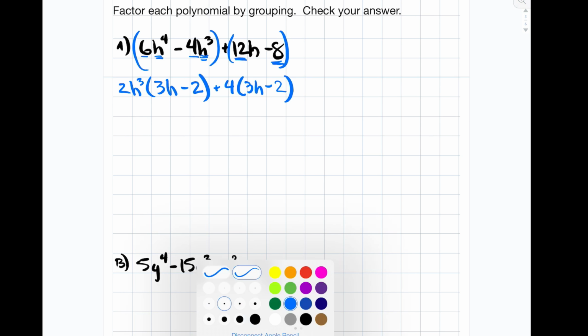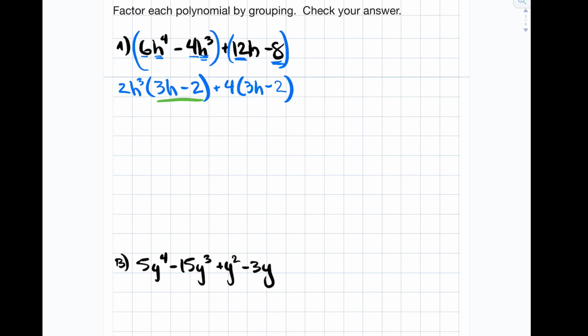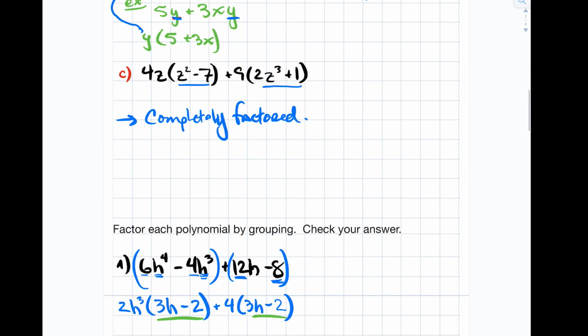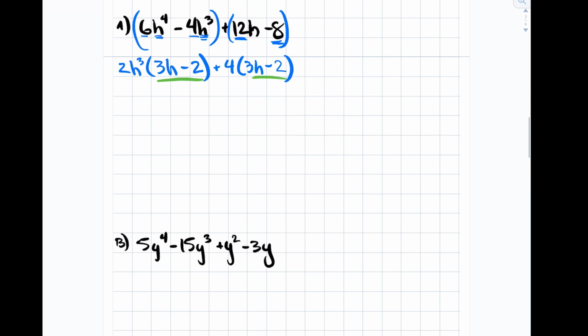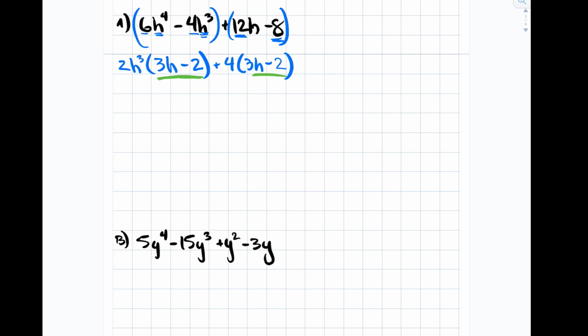Now, let's take a look at these. We're not done yet, because now our binomials, just like in the previous examples up here, are identical: 3h minus 2, 3h minus 2. We could factor out that 3h minus 2, and in the second parentheses is going to be 2h to the third power plus 4.